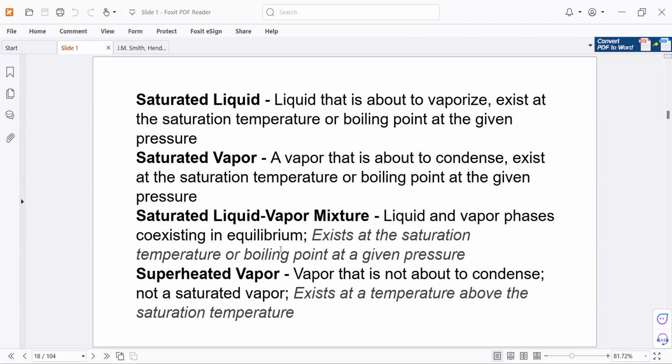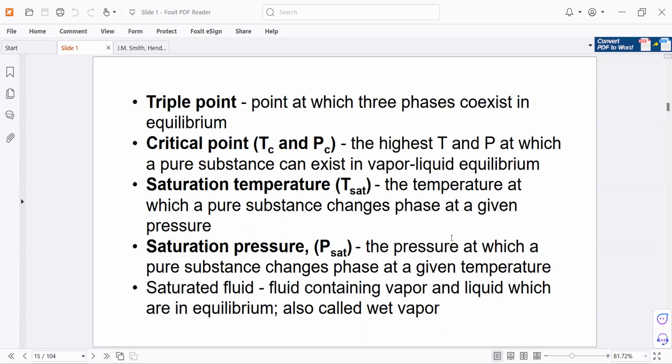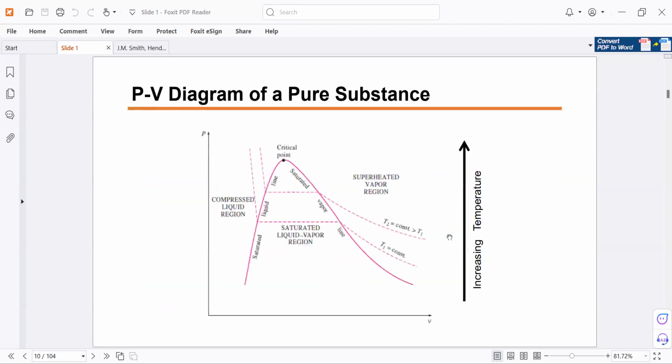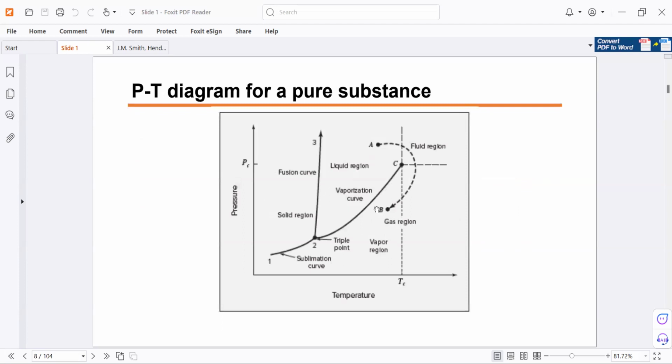Superheated vapor: vapor that's not about to condense, and it exists at a temperature above the saturation temperature. So if it's above the boiling point right here, any region right here, it's superheated.